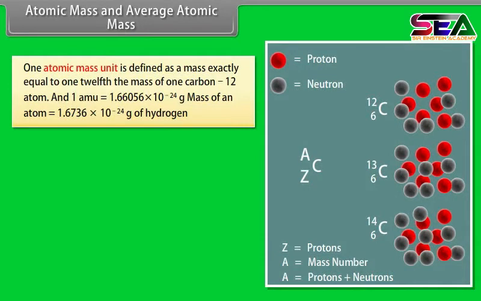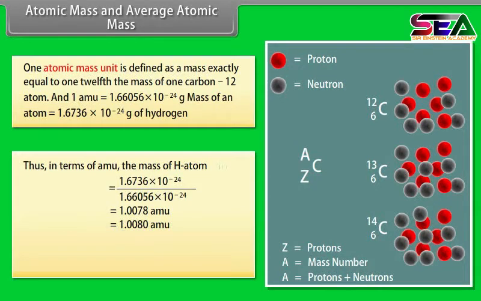Atomic mass and average atomic mass. One atomic mass unit is defined as a mass exactly equal to 1/12 the mass of one carbon-12 atom. And 1 amu is equal to 1.66056 × 10^-24 gram. Mass of a hydrogen atom is equal to 1.6736 × 10^-24 gram. Thus, in terms of amu, the mass of each atom is equal to 1.6736 × 10^-24 divided by 1.66056 × 10^-24, which is equal to 1.0078 amu, which equals 1.0080 amu.